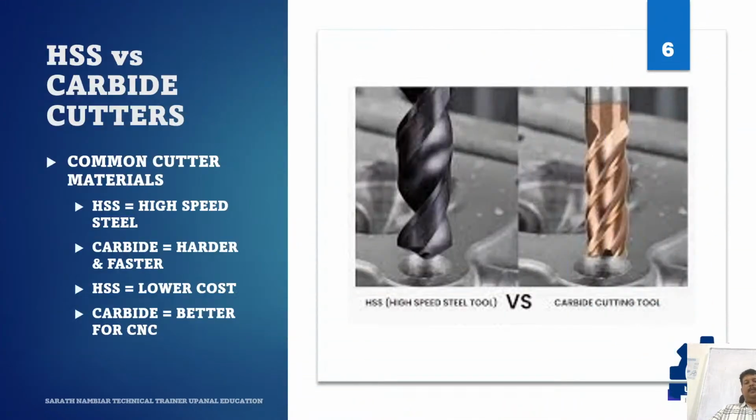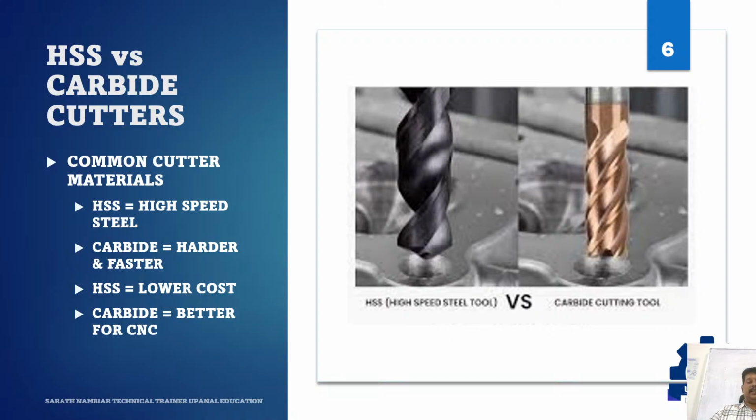Next, now we'll go to the HSS. Before choosing the cutter shape, we should know the cutter material. Two common materials are the HSS and the carbide. HSS means high speed steel. It is older, it is cheaper, and it is still useful in many manual machines or also in the lower speed works.